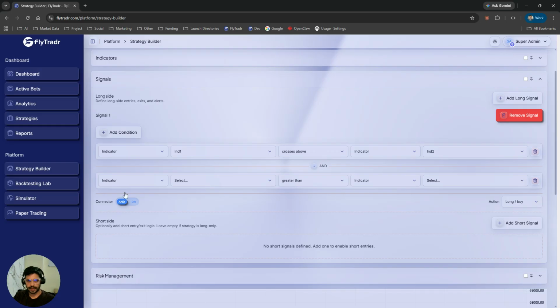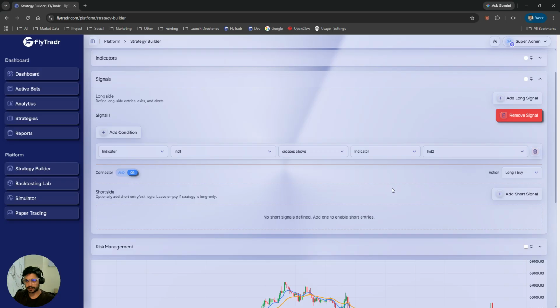And now there are two types of connectors between these conditions. First is AND, as the name suggests, this connects both, which means both have to be true for this condition to meet and for a signal to be executed. And if you just switch it to OR, then it will mean either of the conditions has to be met for the signal to be executed. So I will just leave it as single condition entry. I really don't need a complex strategy here. So my entry for long is already sorted.